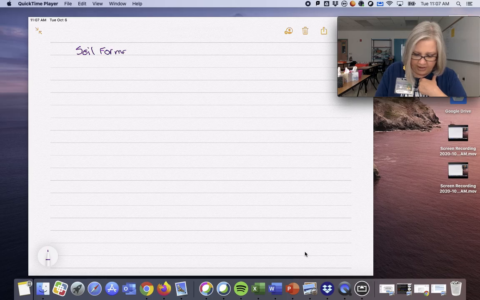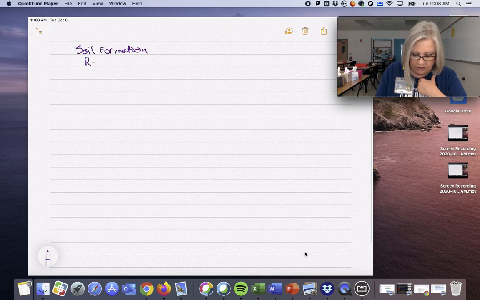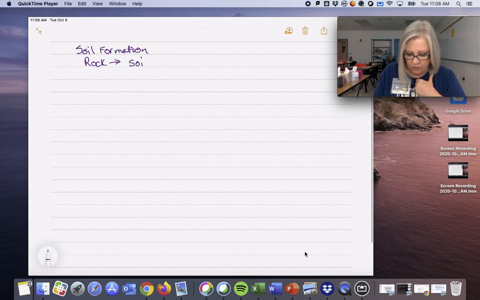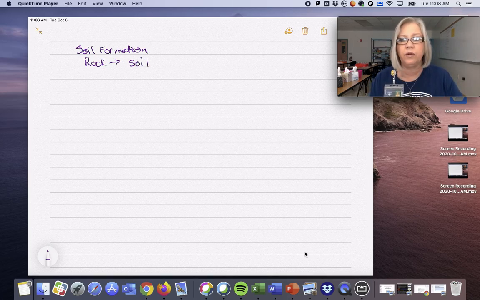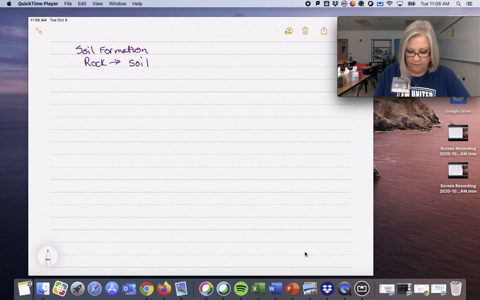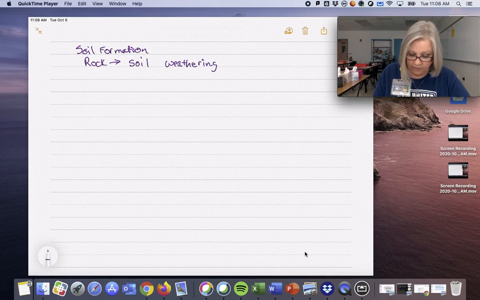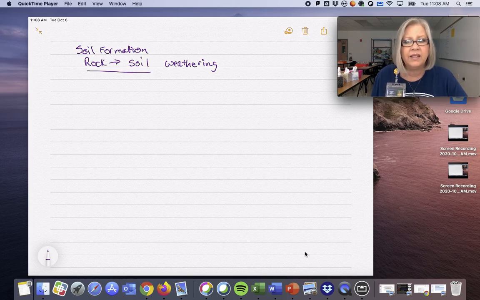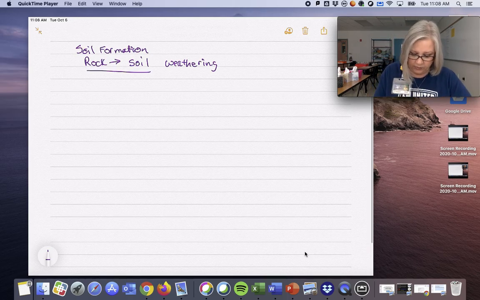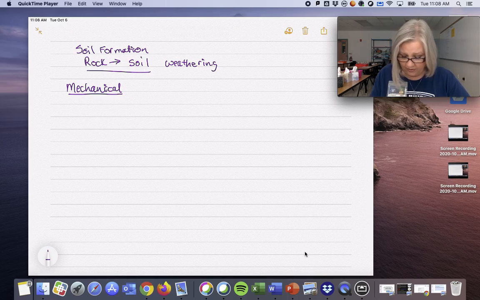What soil formation actually means is that we are going from rock to soil, right? When we go from rock to soil, there's a couple of different ways in which this happens. The big thing is weathering. Weathering is the term that we need for going from rock to soil. This can happen in three different ways. The first one is mechanical weathering. And the next one is chemical weathering.